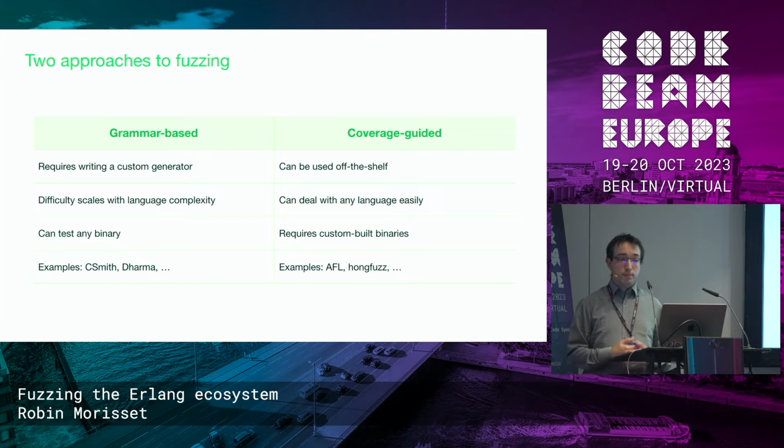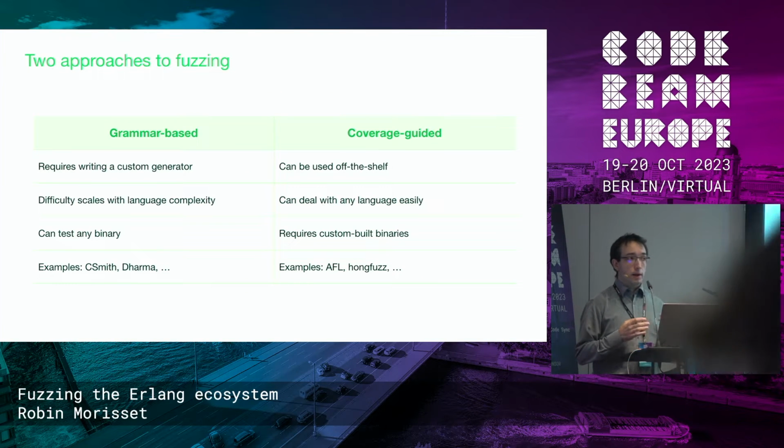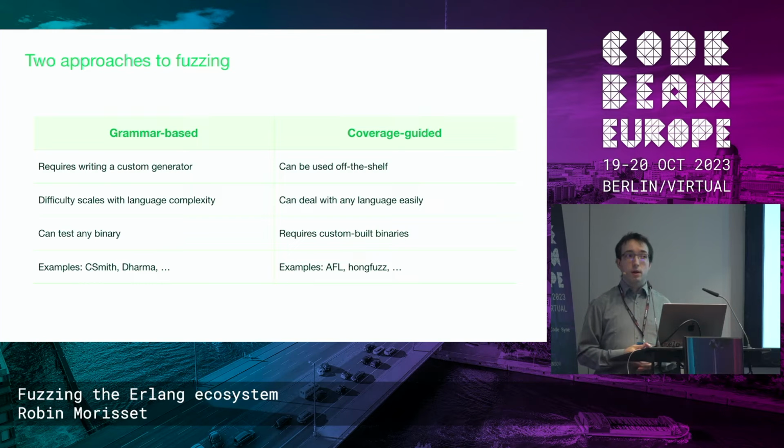There are two variants. The first one is to write a custom generator for whatever language you're targeting. So for example, if you're going to try to find bugs in GCC, you would write a random generator of C programs. The main cost of that is that you have to do the work, and if you try to write a fuzzer for another language, you must do the work again. But it has lots of benefits because you can really customize your generator and you can test pretty much any binary. So there is no limit to what specifically you can test.